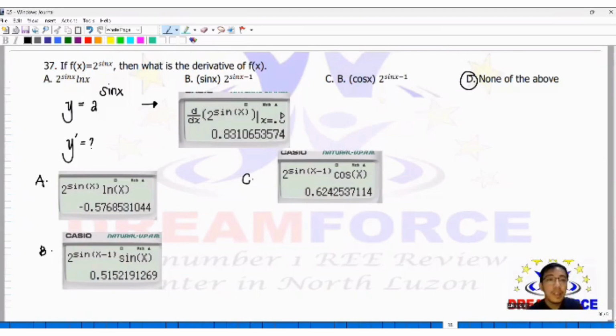Ano ba ang tamang derivative niya? So, ano yung derivative ng 2 raised to sine x? Ito yung tamang derivative niya. So, the derivative will be, nag-derive tayo dito ng a raised to u. Ano bang derivative ng a raised to u? Okay, that is ln of a multiplied by the derivative of u. Derivative ng sine is cosine. And then, copy lang natin yung a raised to u. Yan dapat yung kanyang derivative.